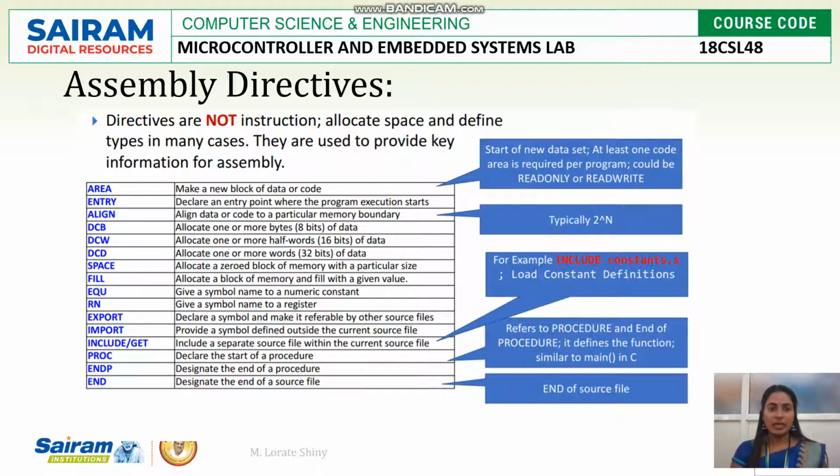First one, AREA. It makes a new block of data or code. ENTRY declares the entry point where the program execution starts. ALIGN is used to align the data or code to a particular memory boundary. Next, DCB allocates 8 bits of data. DCW allocates 16 bits of data. DCD allocates 32 bits of data.